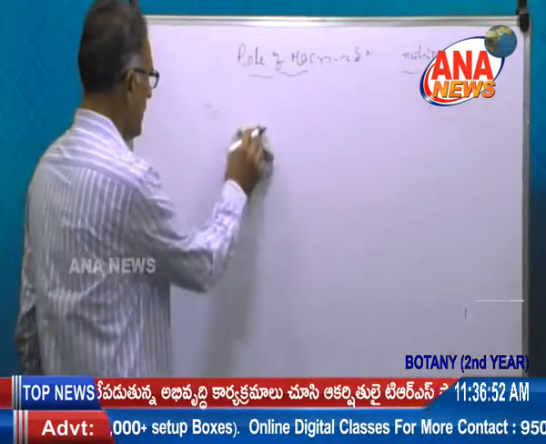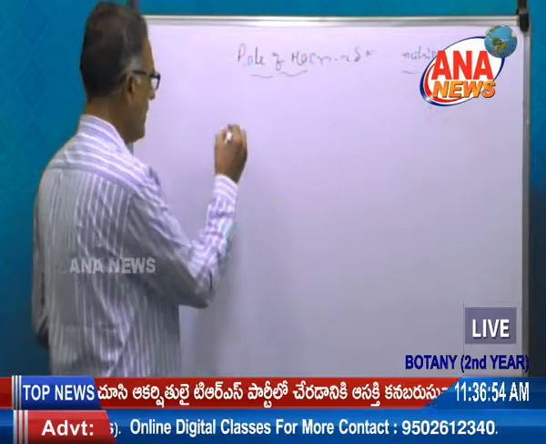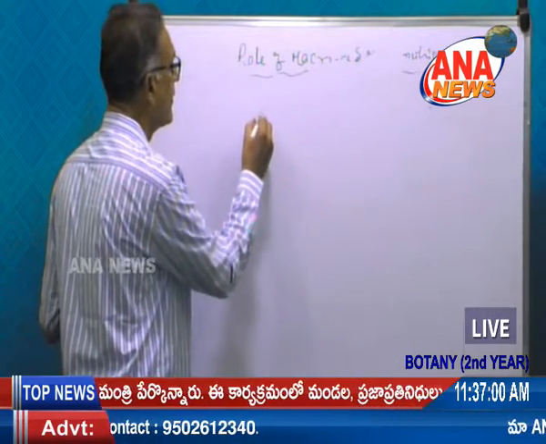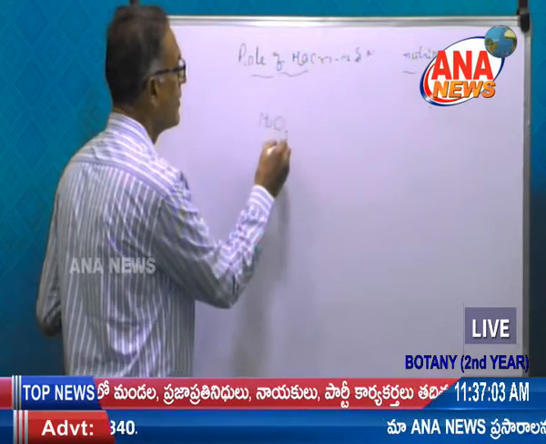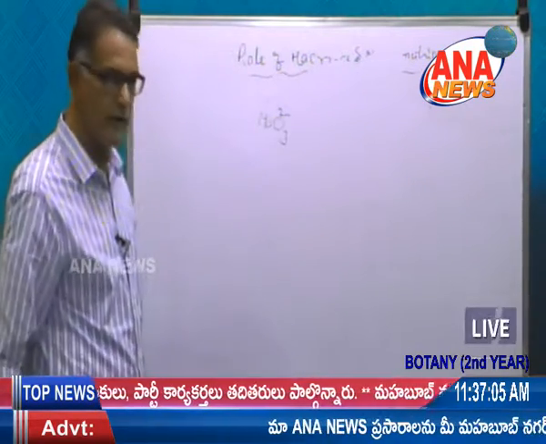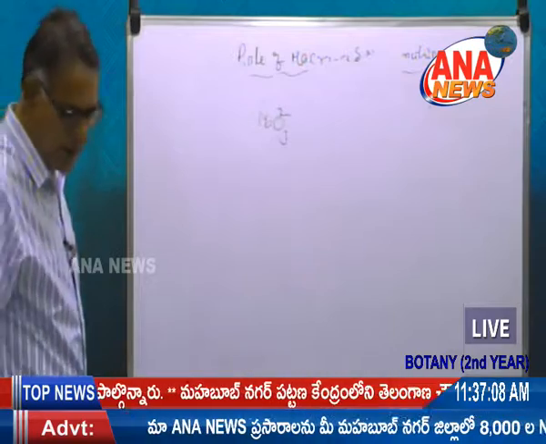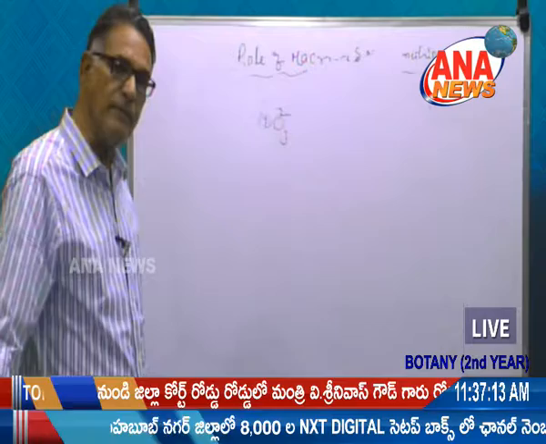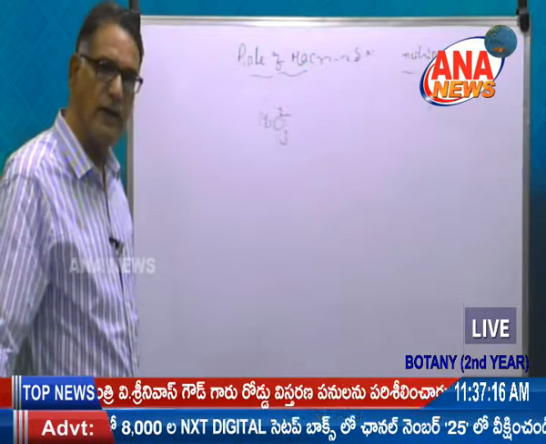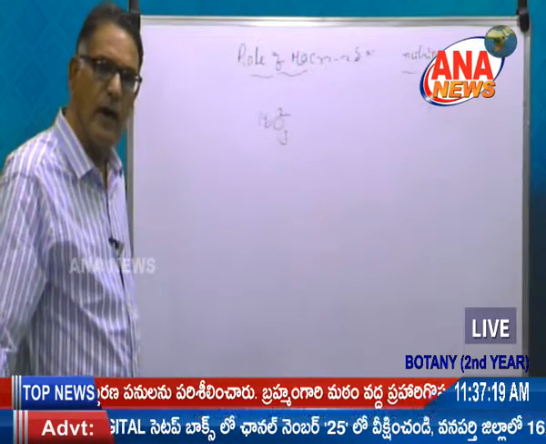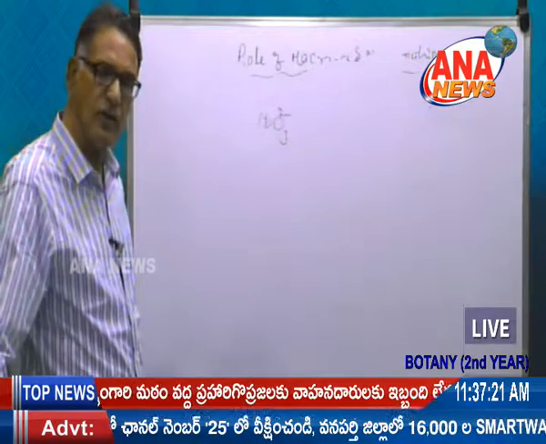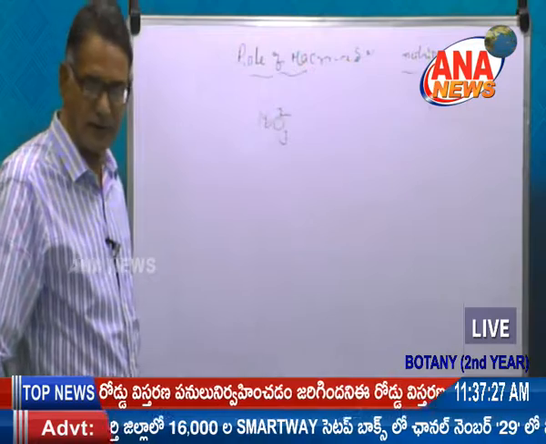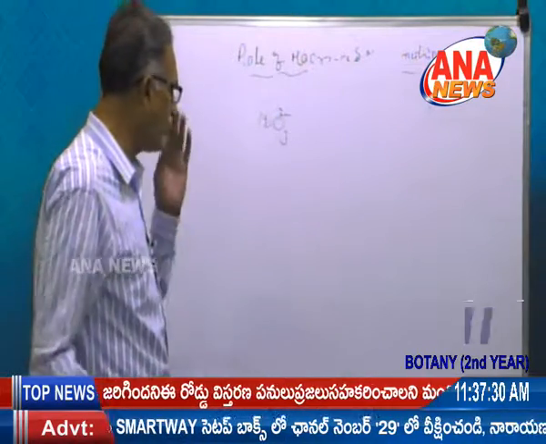Then molybdenum, which is absorbed in the form of molybdate ions. Molybdenum is an essential element to activate enzymes like nitrate reductase and nitrogenase, which are important enzymes during protein synthesis. So that is molybdenum.